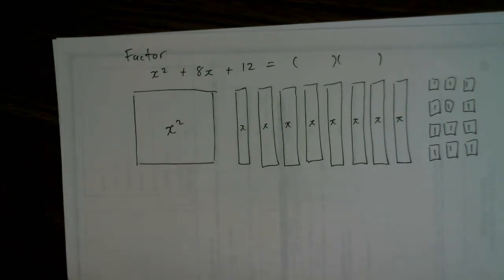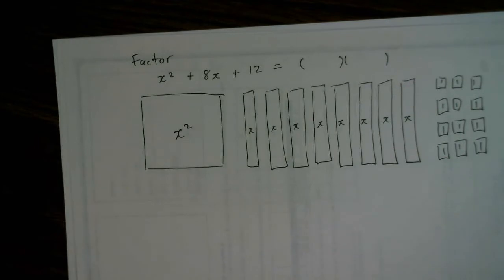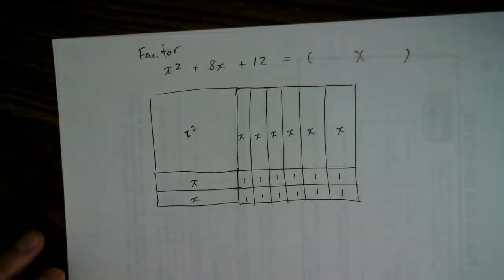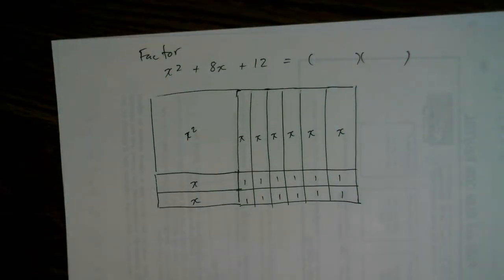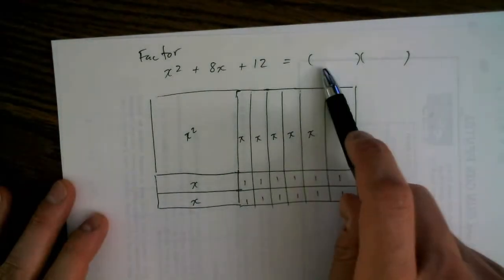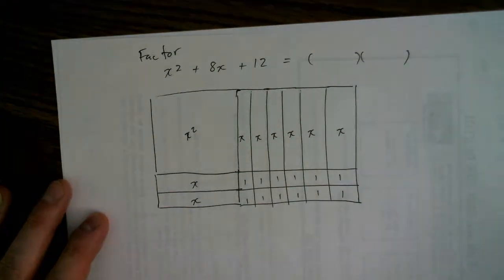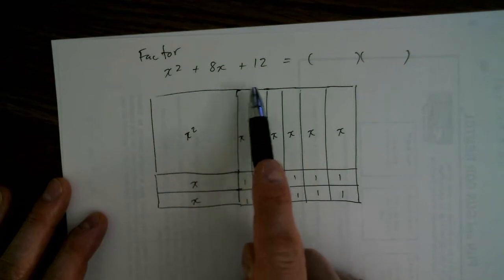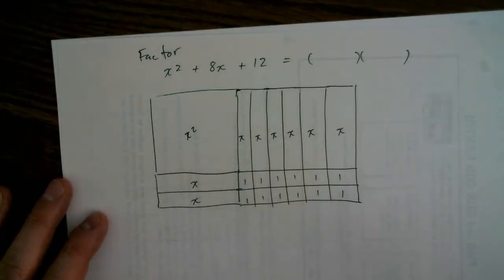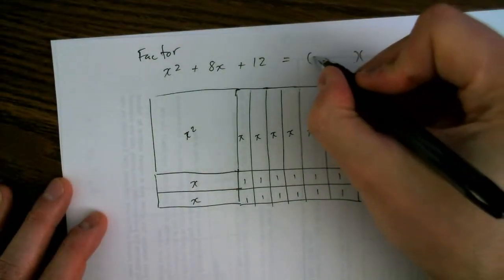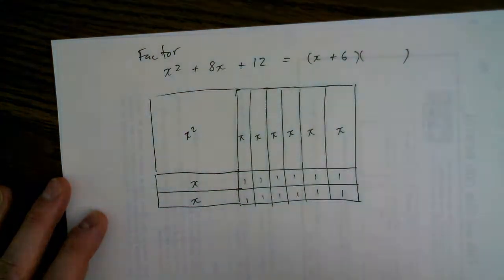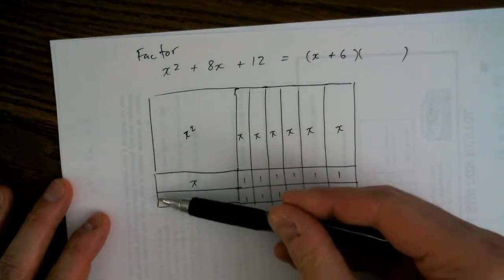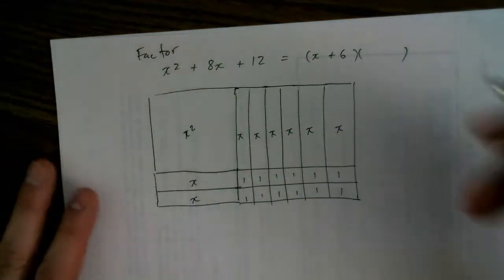So if you play around with this long enough and you experiment, you will end up with this rectangle. And if you look at the dimensions of the rectangle, those are the two factors. So this rectangle is x plus 1, 2, 3, 4, 5, 6 units long. And it is x plus 1, 2 units high.